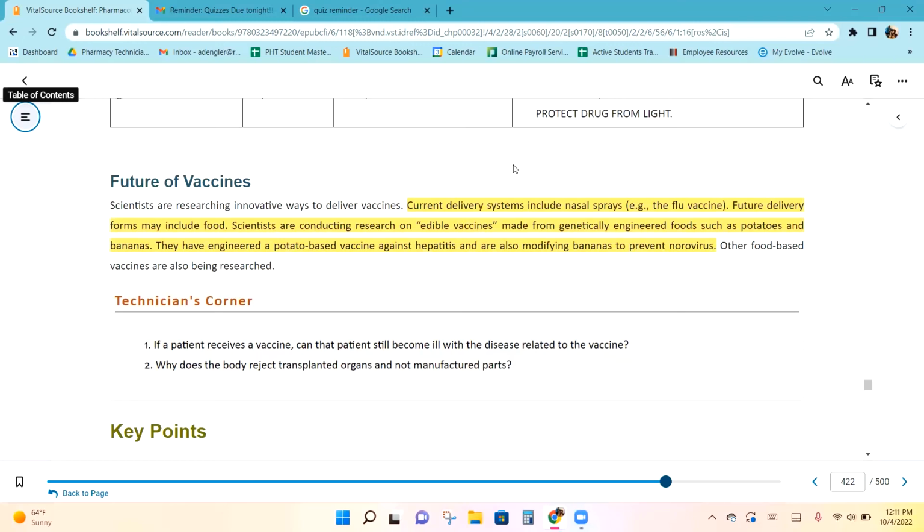Keep in mind, this book was written way before COVID was ever a thing. So if you think about the future of vaccines and what they're capable of, and we just saw them used in action very recently.